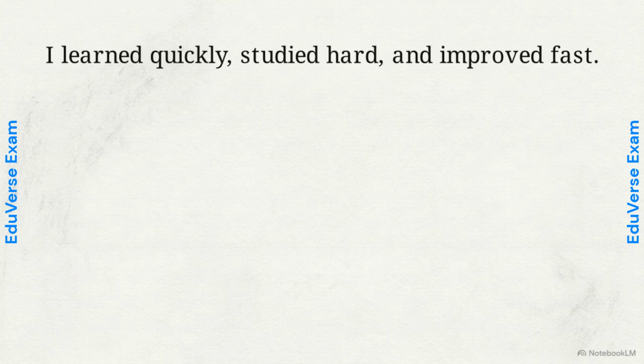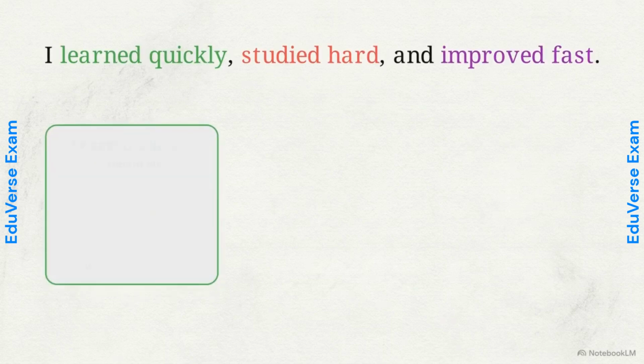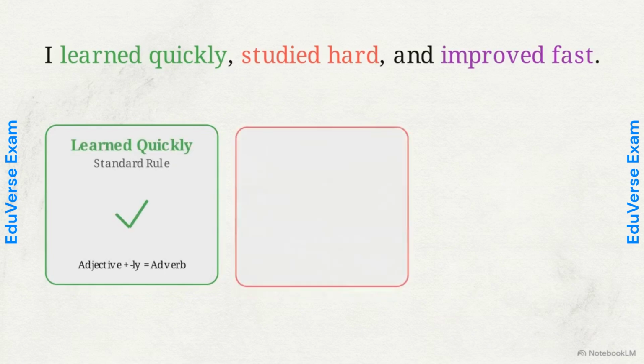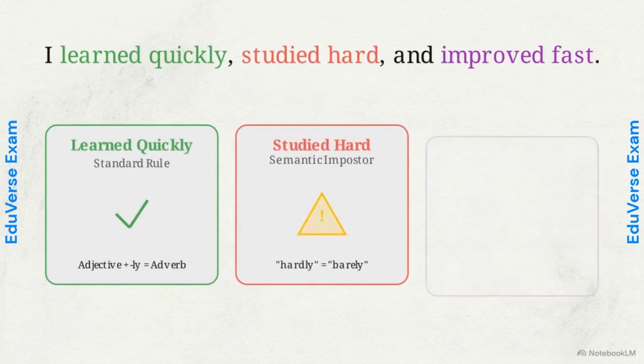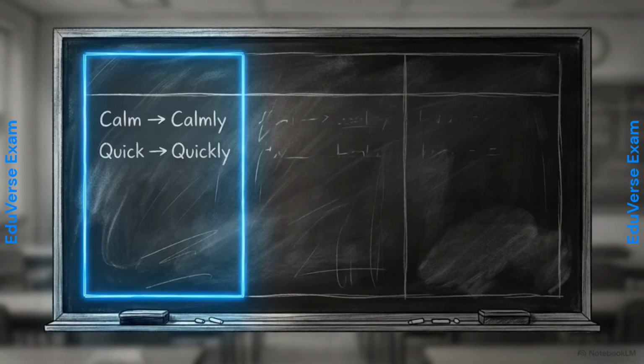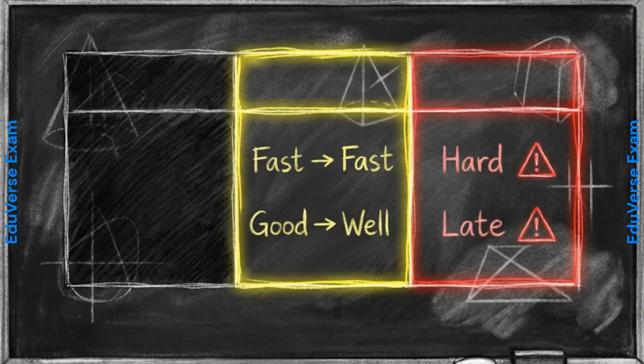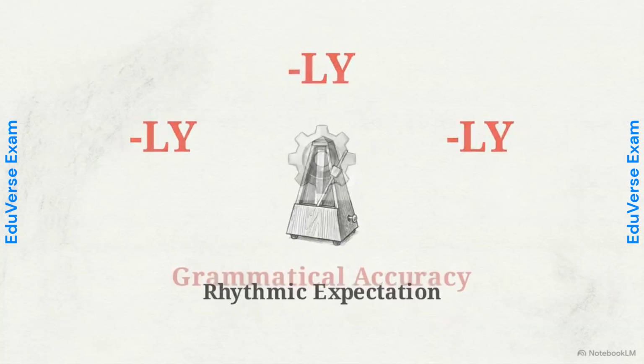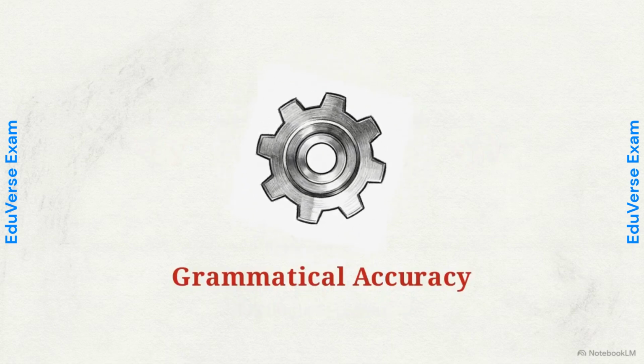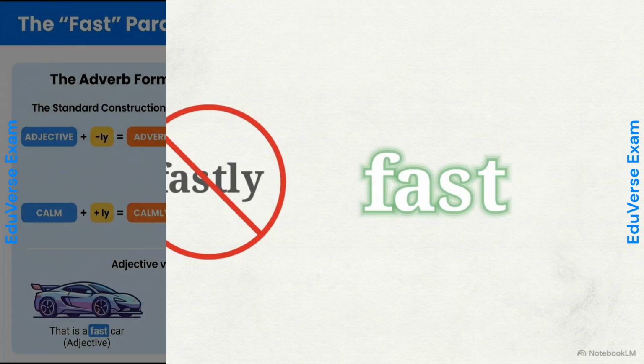We can see all these rules working together in a single sentence. I learned quickly, studied hard, and improved fast. Here we have the standard rule, the correct root for a semantic imposter, and a flat adverb. This table categorizes adverbs into the 3 groups we've analyzed. You have your standard rules, your rebels, and the imposters that change meaning when you add the suffix. Accuracy comes from looking past the rhythmic expectation of a sentence to the specific function of the word. Never fastly, just fast.